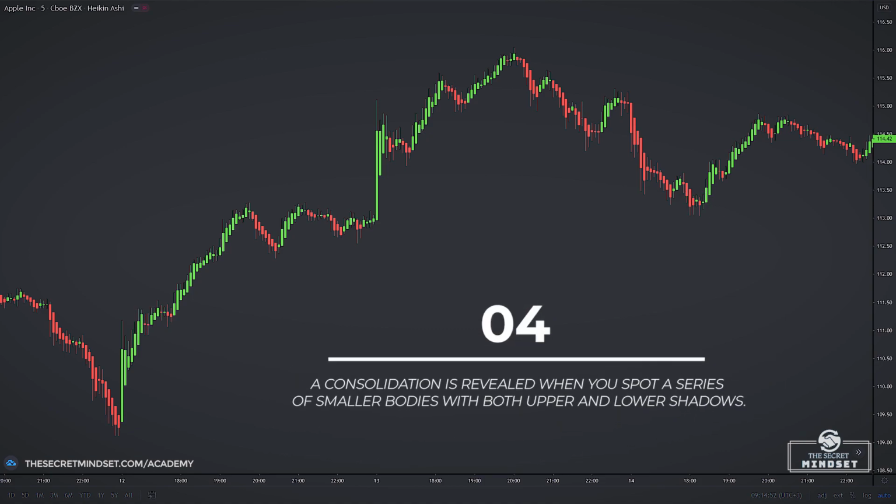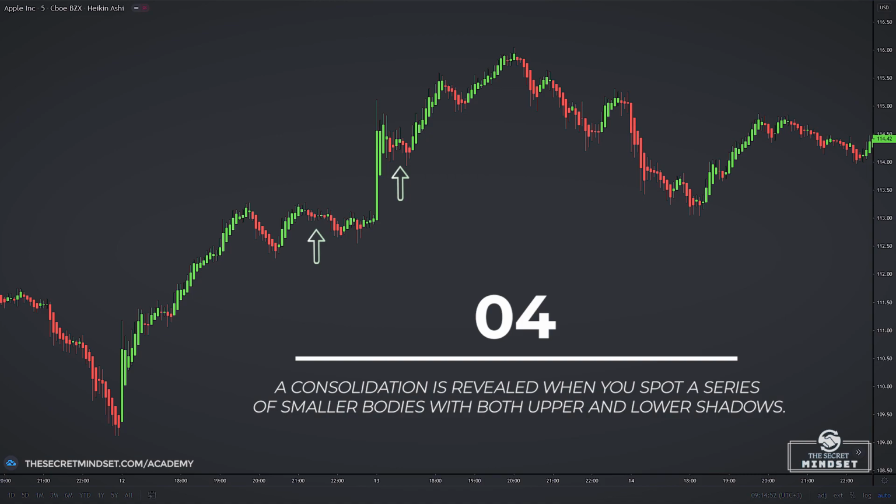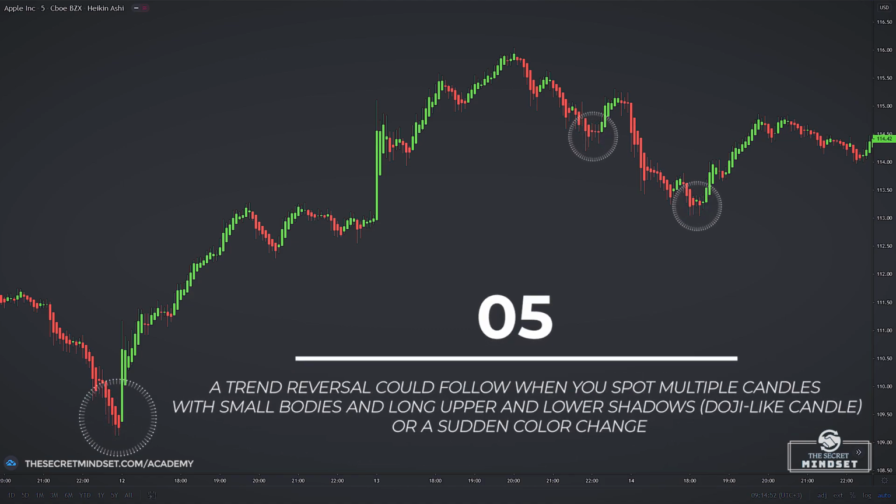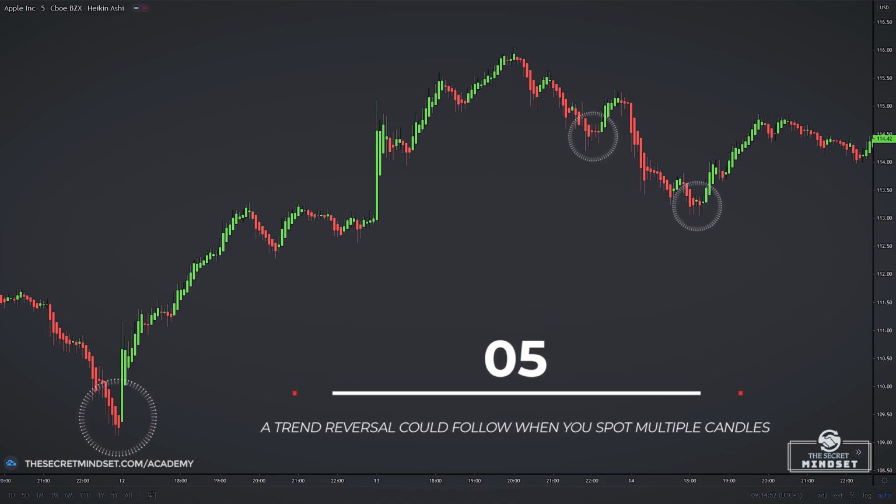A consolidation is revealed when you spot a series of smaller bodies with both upper and lower shadows. And finally, a trend reversal could follow when you spot multiple candles with small bodies and long upper and lower shadows, or a sudden color change.